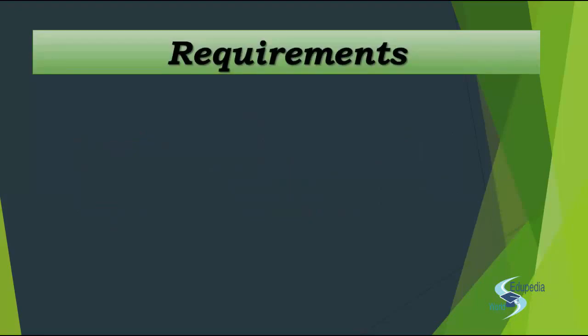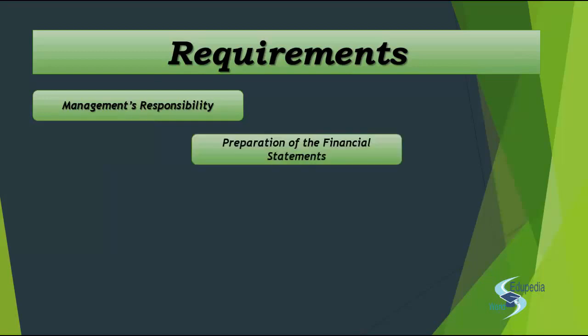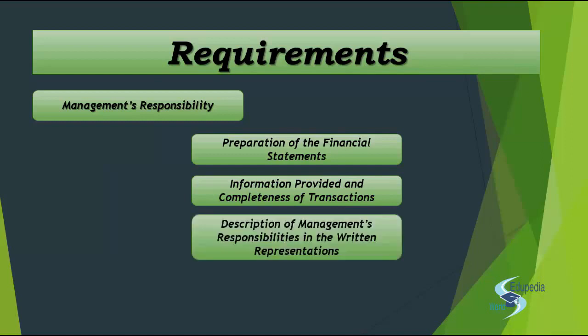And then we started with the requirement portion. Scope and objective are all done, and then we come to the requirement section. We have already discussed four requirements: basically one requirement, management's responsibility, and four parts of that requirement. What were the parts we have discussed already? It is the preparation of the financial statement, the responsibility of management; information provided to the auditor, all the information he needs to be provided to the auditor; and all the transactions that have been recorded and used for preparing the financial statement should be complete.